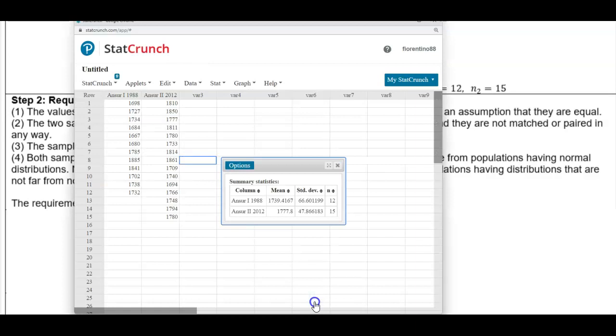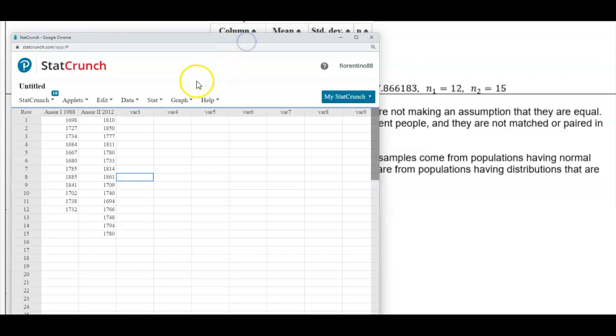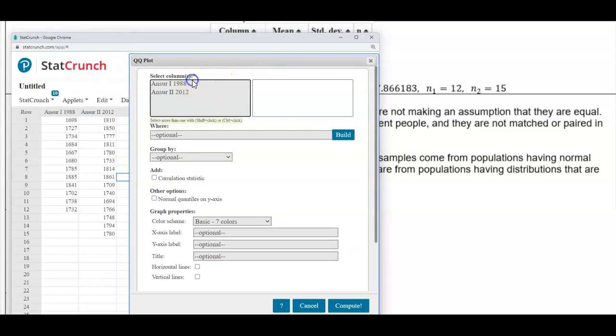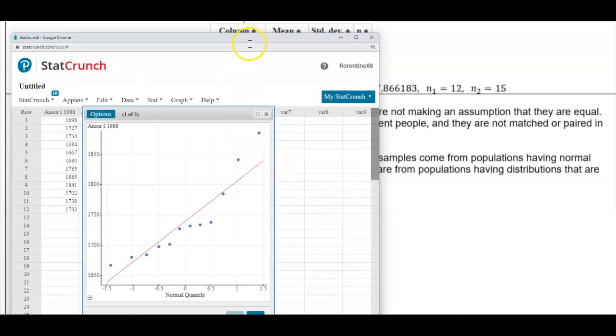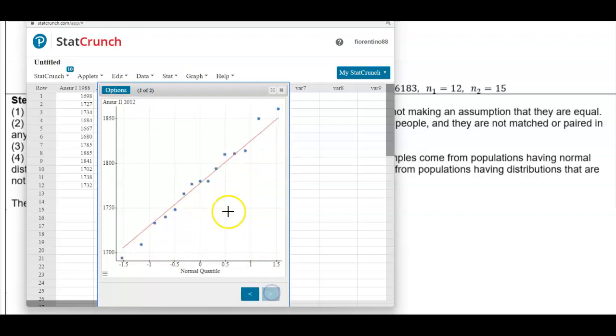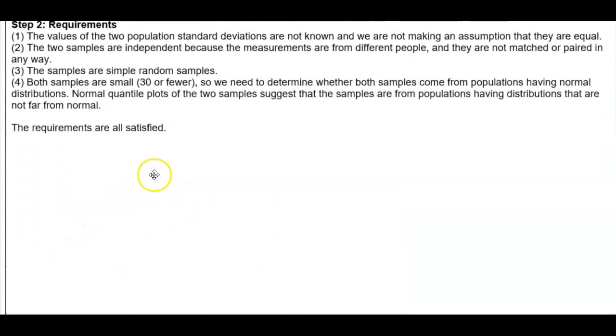In order to do that, we want to make sure that we can find the QQ plots. So let's go ahead and do that. We're going to go to Graph, select QQ plot, and select both of them. Then we just add the horizontal lines and the vertical lines and select Compute. The first graph represents the first sample, and you can see that it looks like a normal distribution. If we go to the next one, which is sample 2, again this represents a normal distribution. So therefore, all the requirements are satisfied.